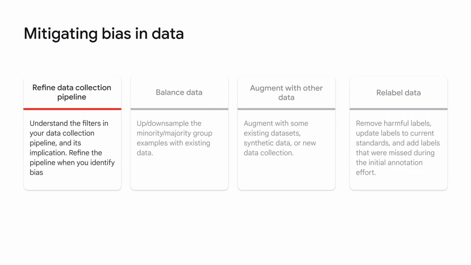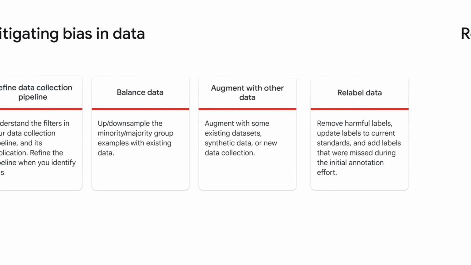Refine your data collection pipeline when you identify bias, especially when associated with data filters in the pipeline. Resample the dataset to balance data. Augment with more data like other existing datasets, synthetic data, or new data collection. Relabel your data by removing harmful labels, updating labels to current standards, and adding labels that were missed during the initial annotation effort. Let's dive into each of the techniques mentioned.